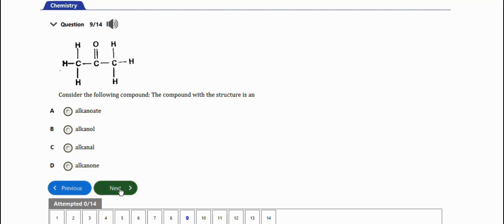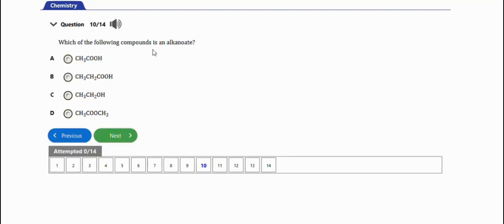Next question says, which of the following compounds is an alkanoate? It can't be option C, it has a carboxylic acid group. Option A is our ethanoic acid, so it can't be it. It can't be option B either. We are looking for an alkanoate, and this one has no OH group, so the right answer is option D. If you want to name this, it will give you methyl ethanoate. That's the right answer to this question.